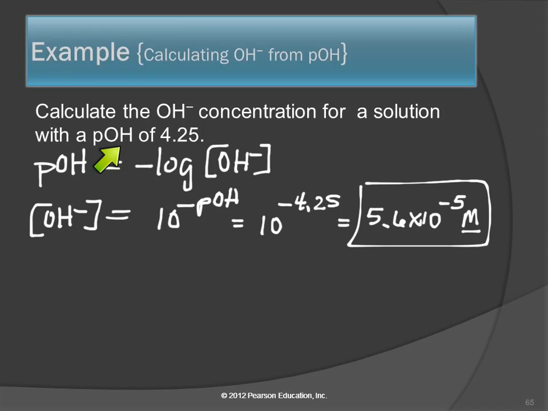The pOH moves opposite of the pH. So if the pH is less than 7, it's acidic. If the pOH is less, it's basic. Because pH plus pOH equals 14. So if the pOH is 4.25, that's not a 2. It's not even close to a 2.